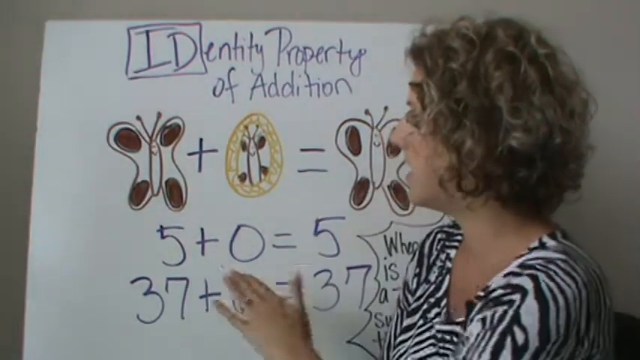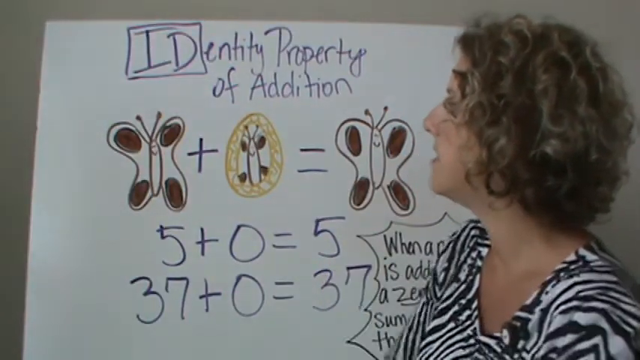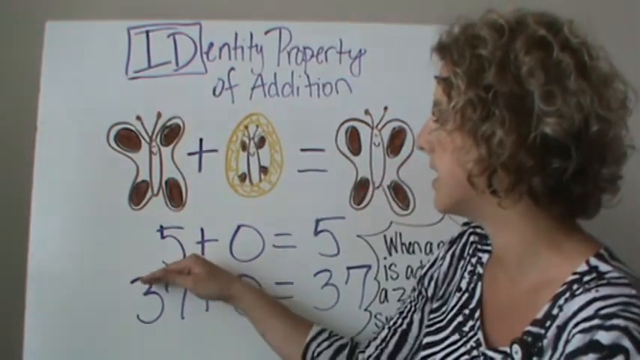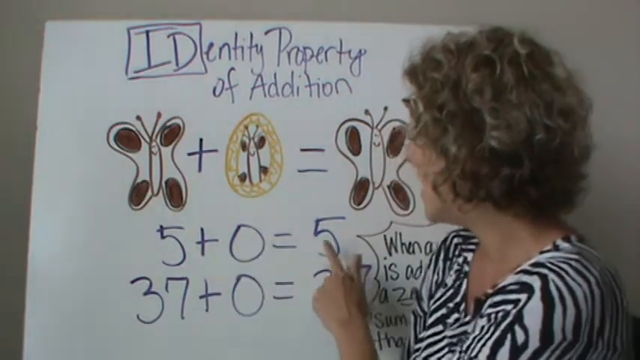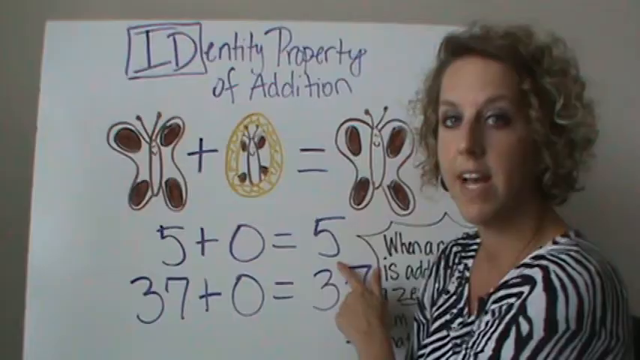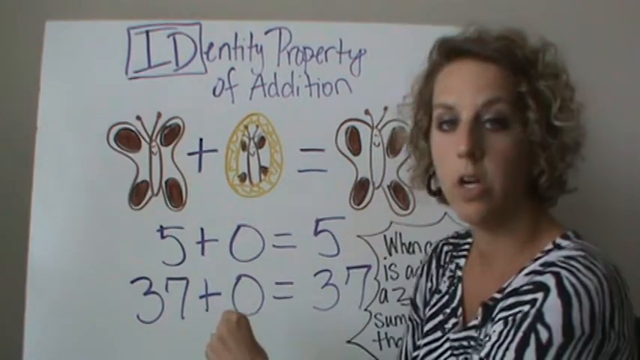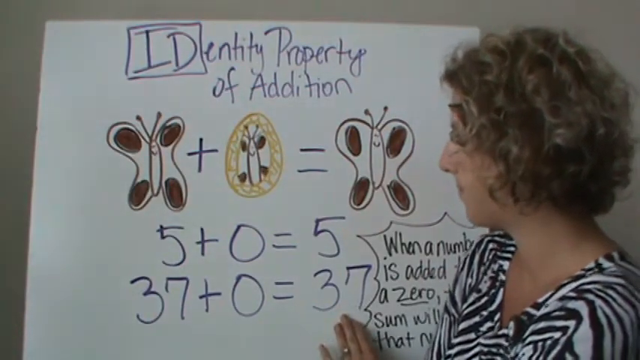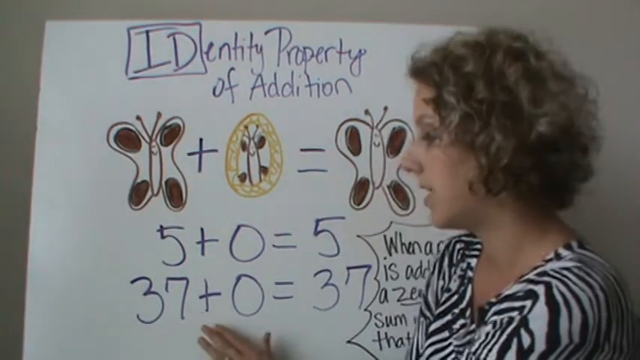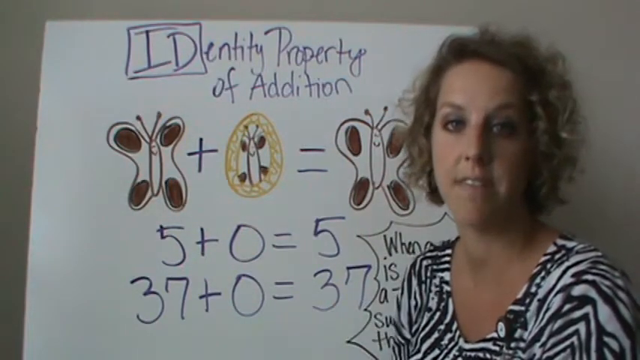If we turn that into numbers, we have 5 plus 0 equals 5. This is the identity property of addition because 5 plus 0, when that 5 looks into the mirror, he still sees himself as 5. Again, even though the number gets larger, 37 plus 0 equals 37. 37 looks into the mirror and sees herself, and she still is equal to 37.